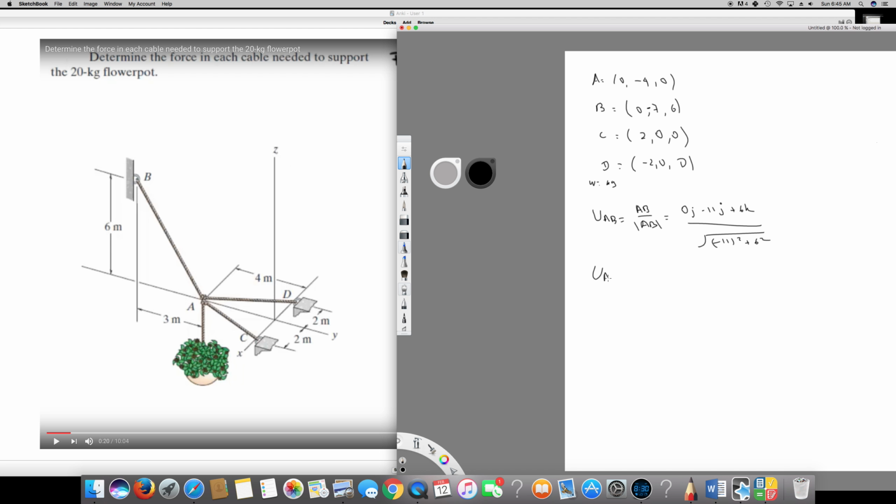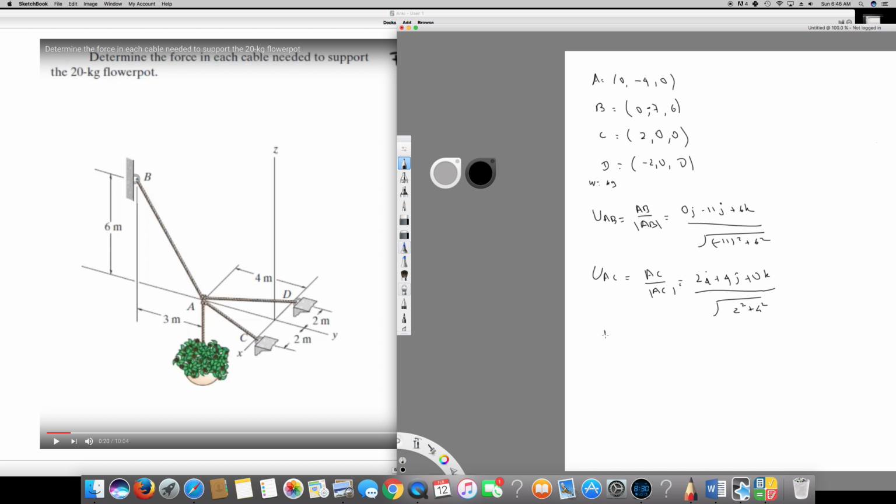And my UAC is going to be equal to AC over AC magnitude. So if I calculate AC, it is going to be C minus A: 2 I, 0 minus 4 is going to be plus 4 J, and 0 minus 0, 0K, over the square root of 2 squared plus 4 squared.